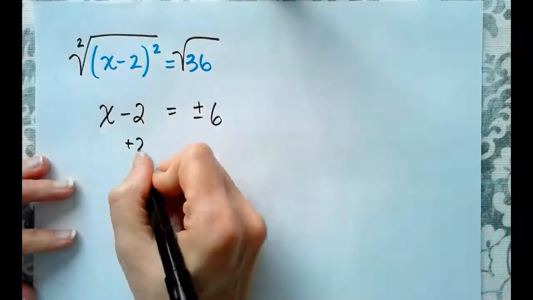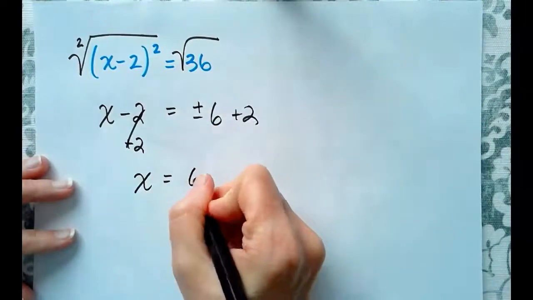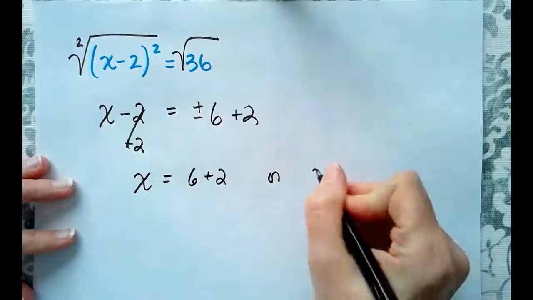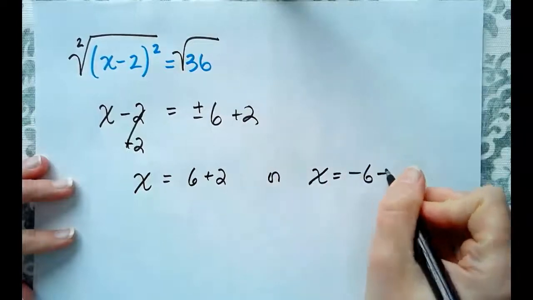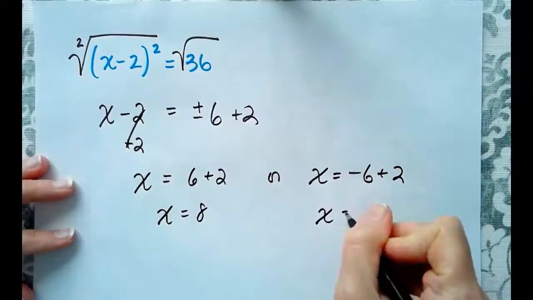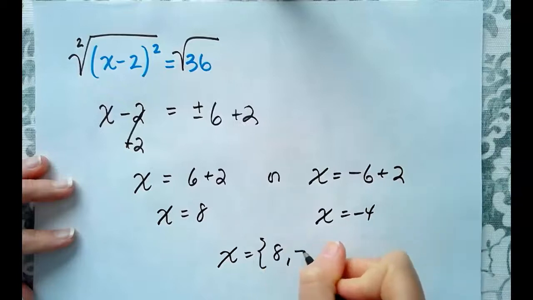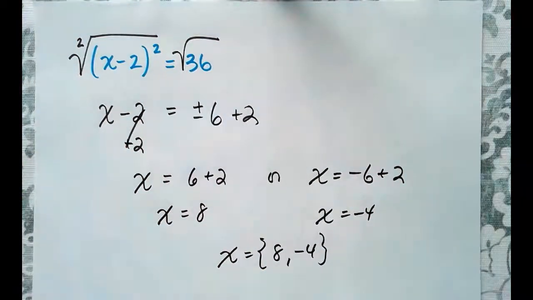So plus 2, x equals 6 plus 2, or x equals negative 6 plus 2. Therefore, x equals 8 or negative 4. So our two roots are 8 and negative 4. So that is solving by factoring and solving by using the square root property.